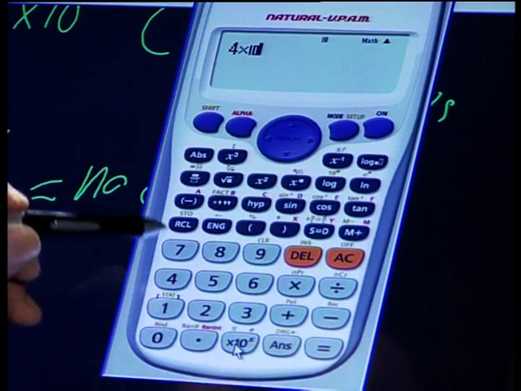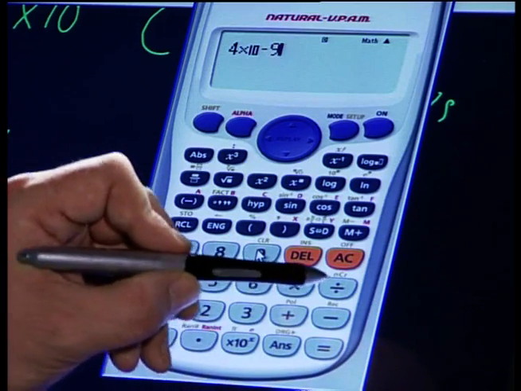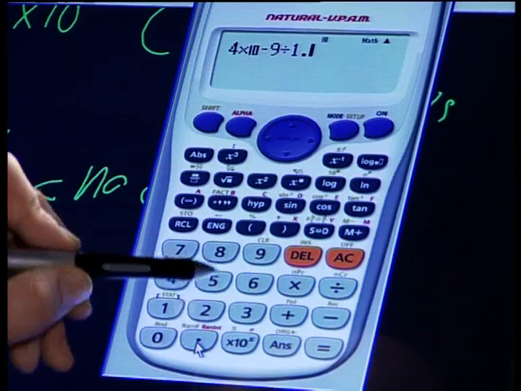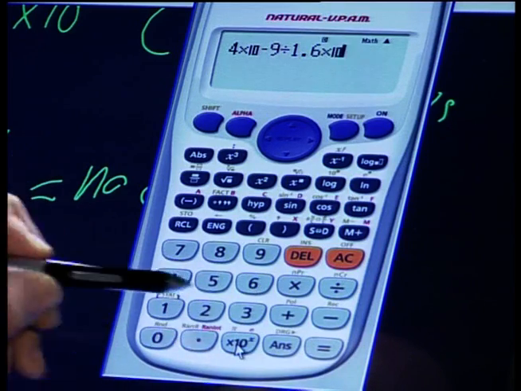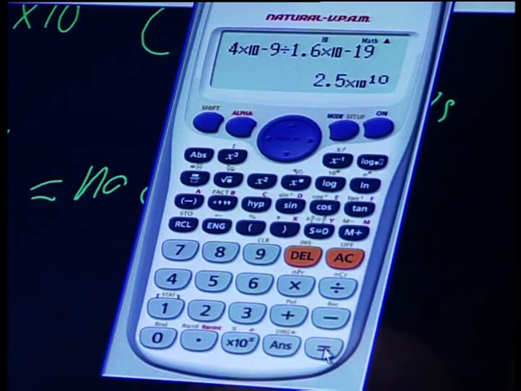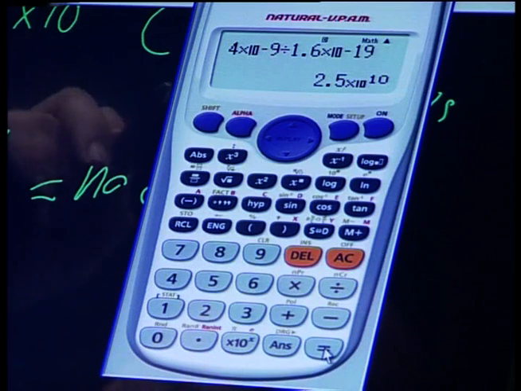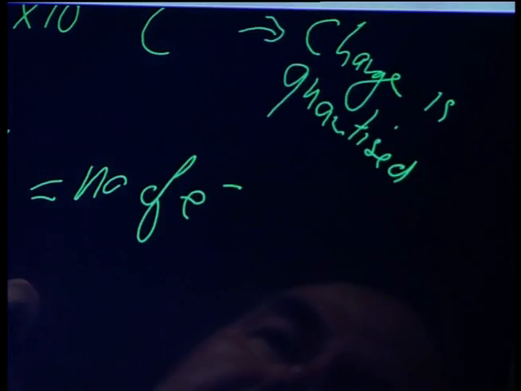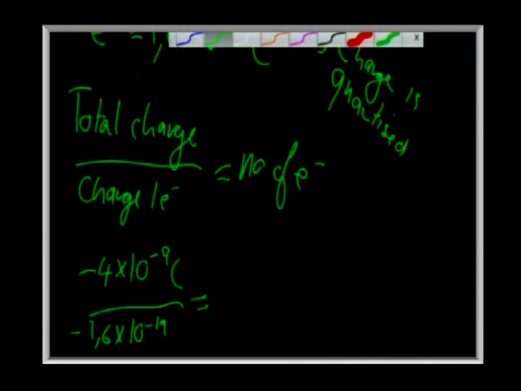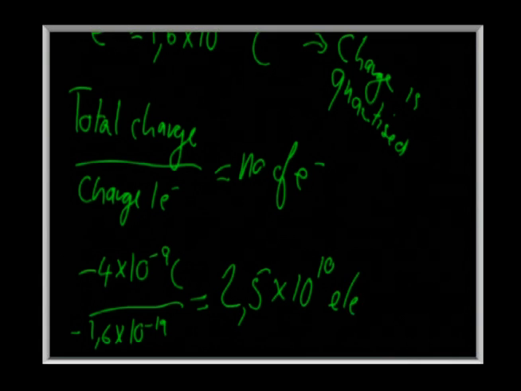4 exponent minus 9 is the charge in coulombs divided by 1,6 exponent minus 19. And that will give us a whole number. Notice, it's 2,5 times 10 to the 10. 2,5 times 10 to the 10, write it down there. 2,5 times 10 to the 10 electrons.